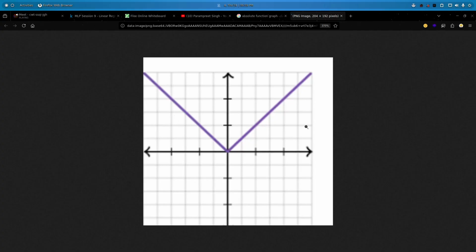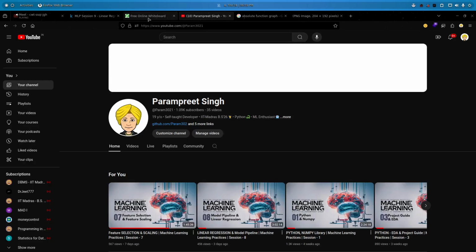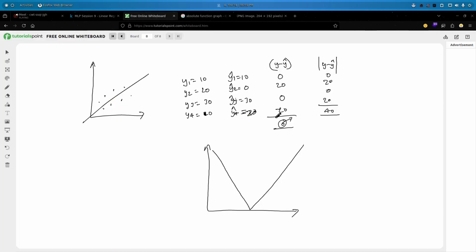This is a V-shaped graph, and in the absolute graph, this function is not differentiable, right? This graph is not differentiable. We cannot compute the derivative at point 0, right? So that's why we don't take the mean absolute error as the base cost error.